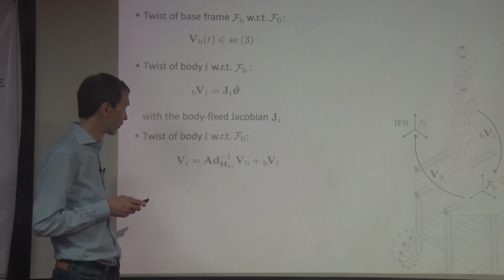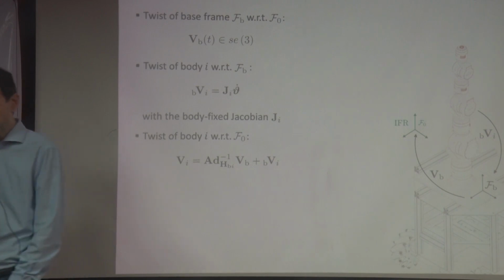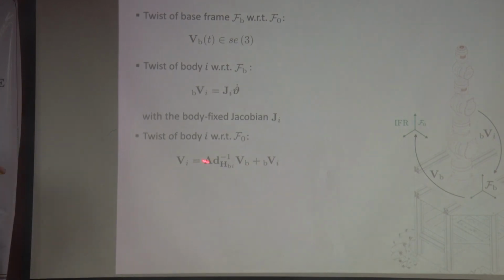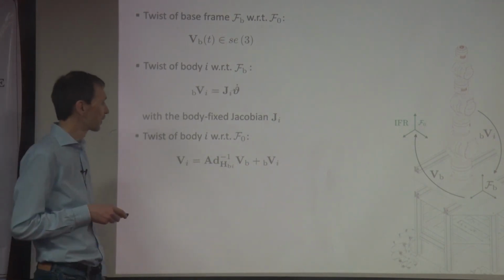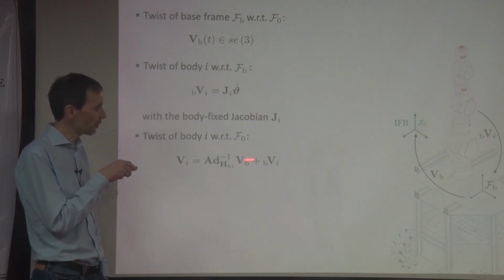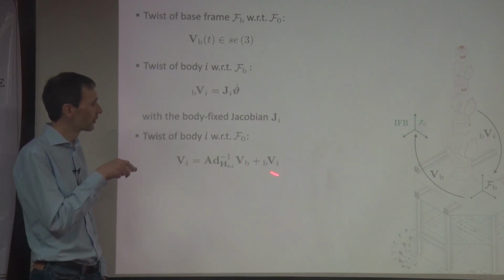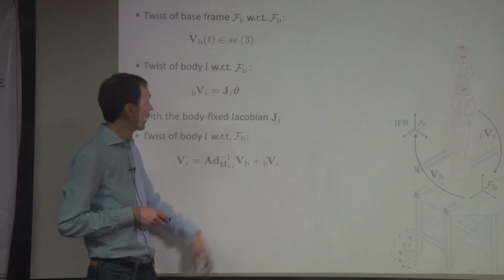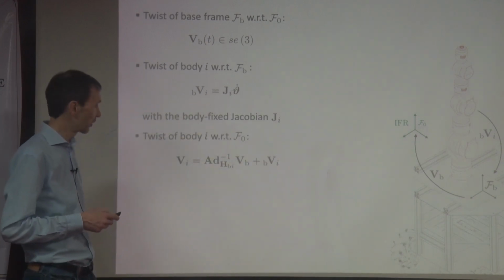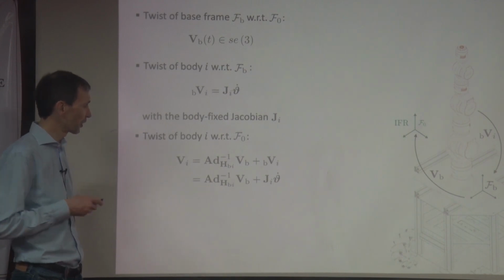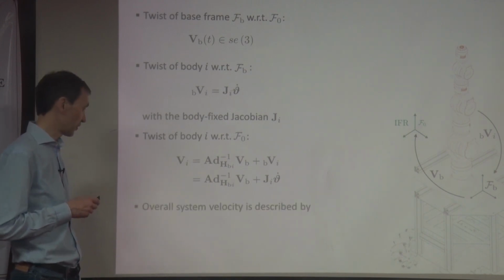There we go. So I have an expression for the twist of body I, given the base motion twist, since the base is moving somehow, and the twist of body I. And remember, this is given by the Jacobian, so we can just plug this in and then we have a nice expression.